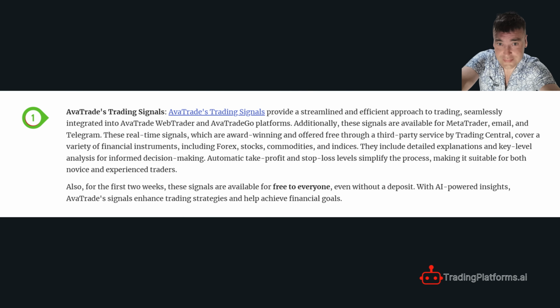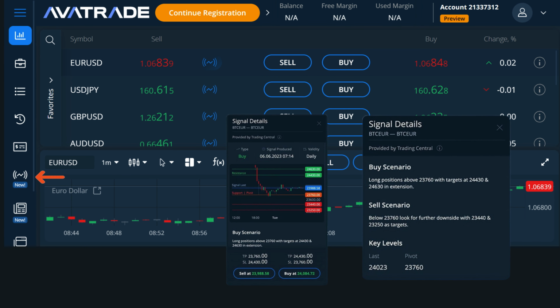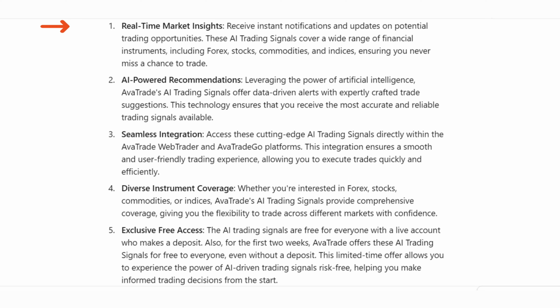I am Enda. AvaTrade's AI Trading Signals, powered by Trading Central, offer an AI-backed approach to trading, helping both new and seasoned traders reach their full potential. AvaTrade's AI Trading Signals are a game changer, providing real-time insights and actionable recommendations integrated directly into AvaTrade's platforms. You receive real-time market insights and instant notifications on trading opportunities covering forex, stocks, commodities, and indices, so you never miss a chance to trade.